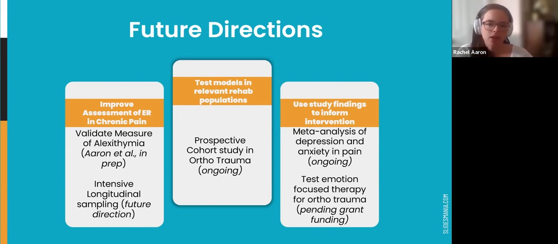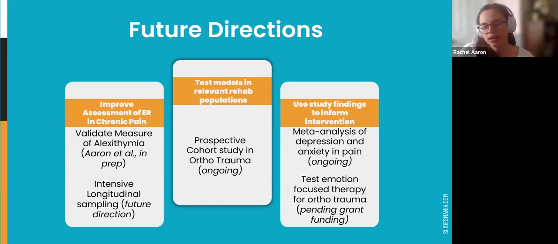So I'm very interested, moving on, to how these models apply to relevant rehab populations. I have a really strong interest in orthopedic trauma and understanding how emotion regulation plays out and predicts outcomes after an orthopedic trauma, which is almost always very painful, and also is almost always very emotionally distressing. So we're doing a pilot study right now in orthopedic trauma at Hopkins to test these same models in this population and see how emotion regulation 6 weeks after a trauma predicts 6-month outcomes.